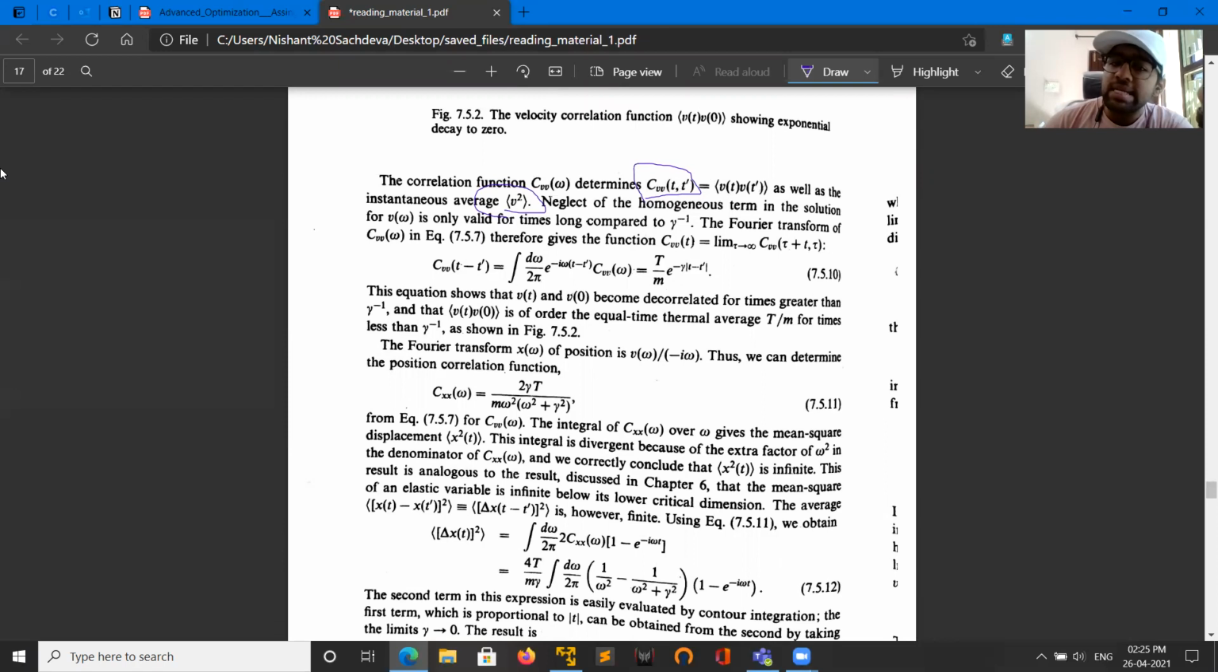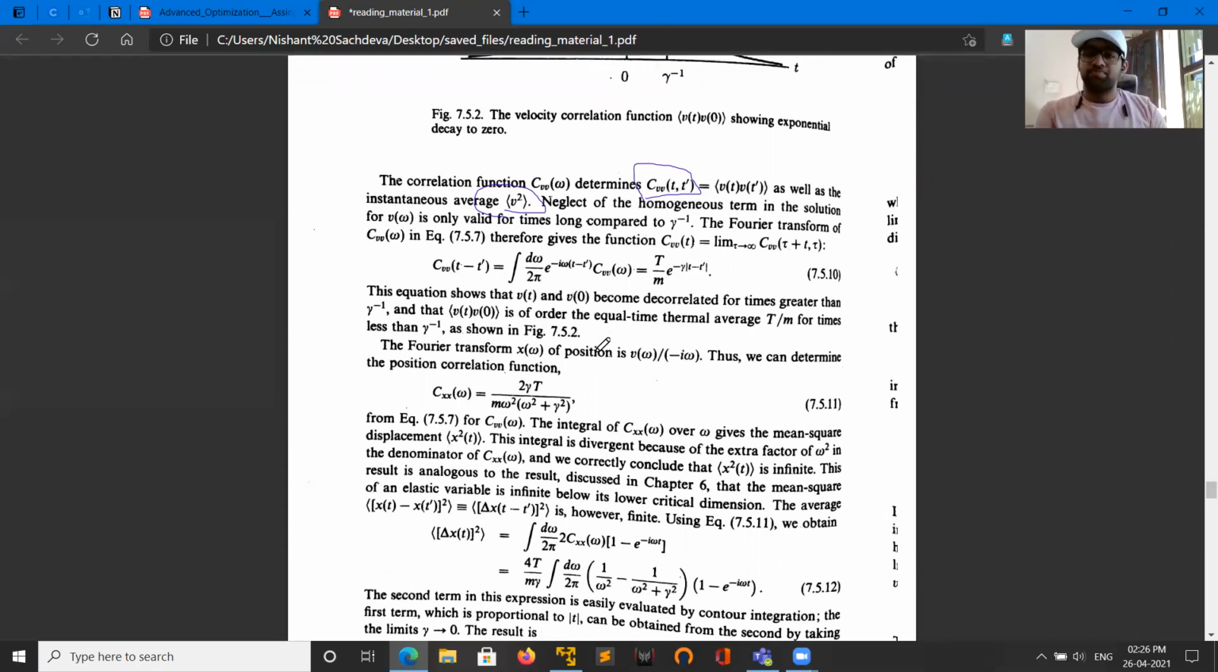Now, CVV of t minus t' comes out to be the integral of d omega by 2 pi e to the power minus i omega (t minus t') into CVV of omega. That is T by m e to the power minus gamma mod of t minus t'. This equation shows that v of t and v of 0 become decorrelated for times larger than gamma inverse, which comes again to the fact that we are away from the steady state. And once we are away from the steady state, the initial conditions don't matter. And v of t, v of 0 average is of the order of the equal time thermal average T by m for times less than gamma inverse.